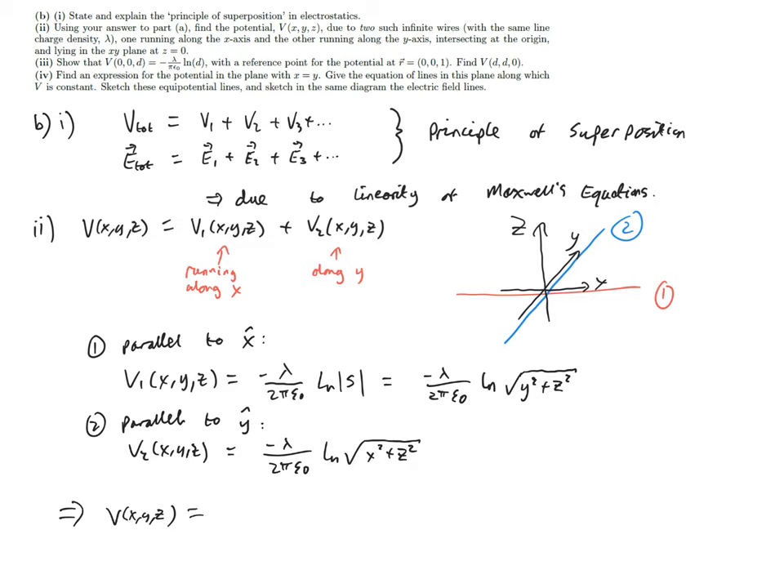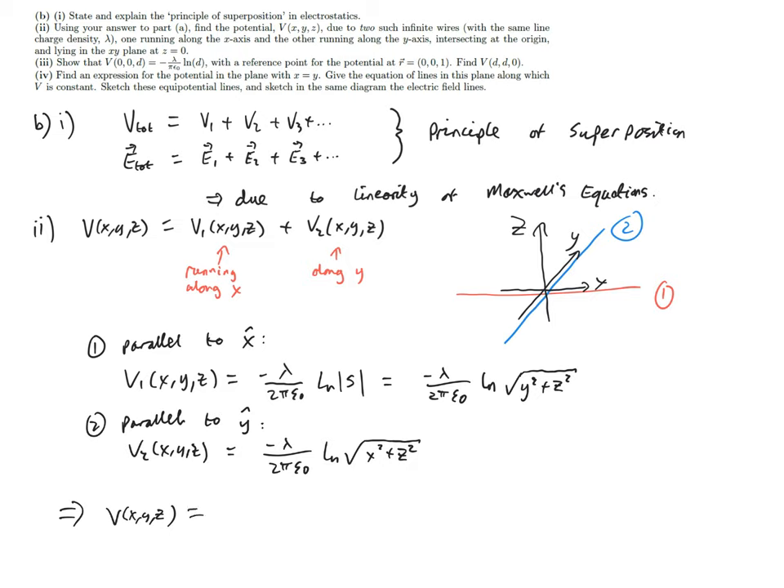In part C of the question, we're asked now to consider two long thin wires running parallel to the z-axis. One has a uniform line charge density of plus lambda, the other one minus lambda, and they're at positions x equals plus a and minus a, respectively. Okay, so as usual, we should, of course, draw a sketch. Let me draw it over here to save some space. So we have something like this.